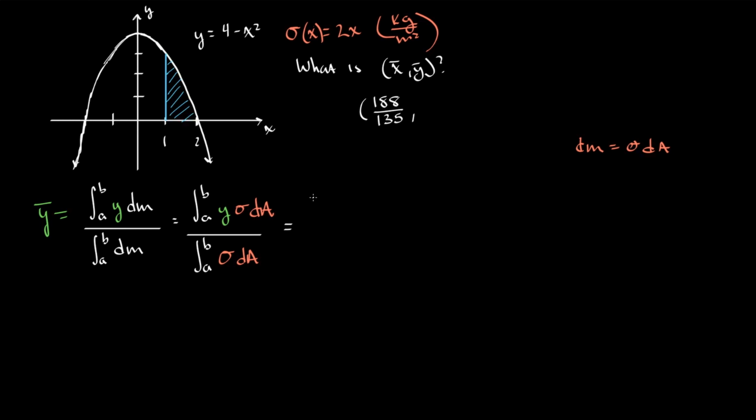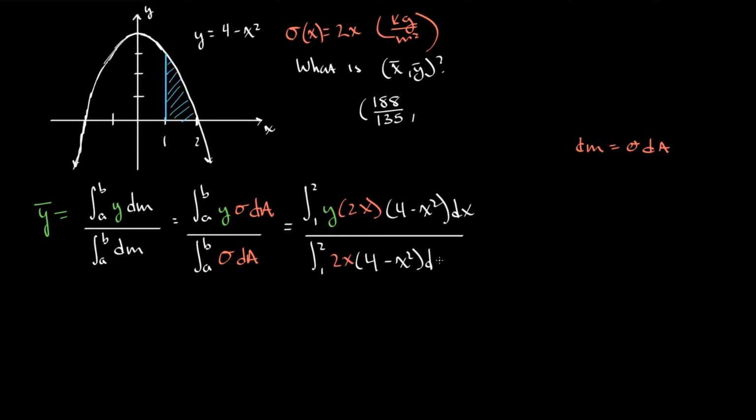Now, if we were to write that out, what would we get? In the last video we saw it would be from 1 to 2, and then we would have y in this case, times sigma, which is 2x, and then our little differential of area, which we said was 4 minus x squared dx. Then we'd be dividing by this down here, so 1 to 2 of 2x times 4 minus x squared dx. And we already found what this was in the last video. This denominator here just represents the entire mass of our plate, and we found that to be 9 halves.